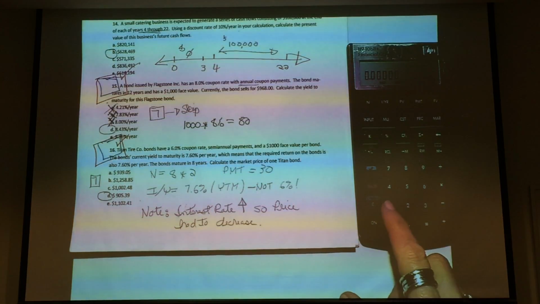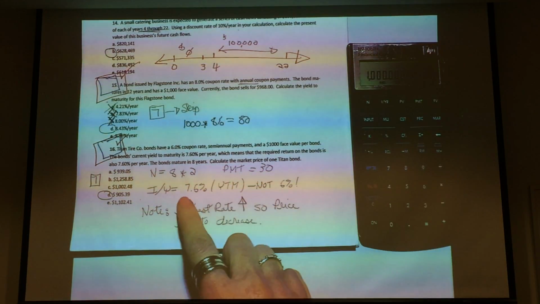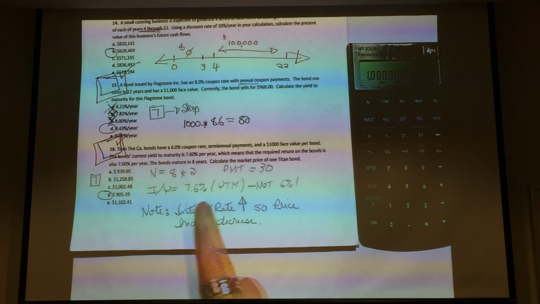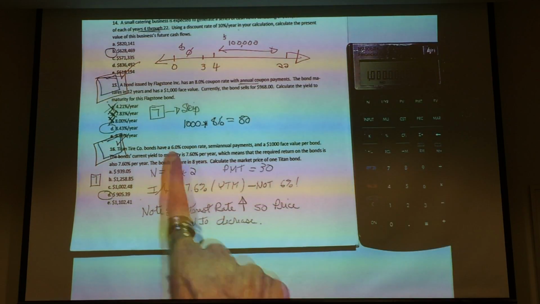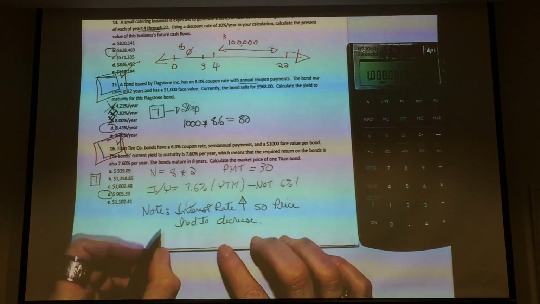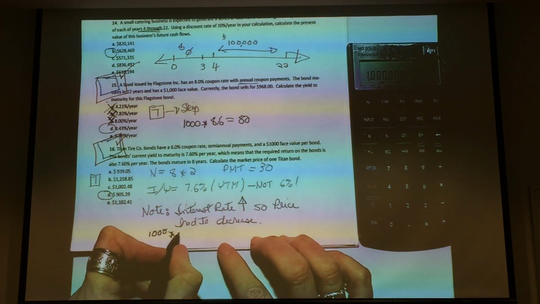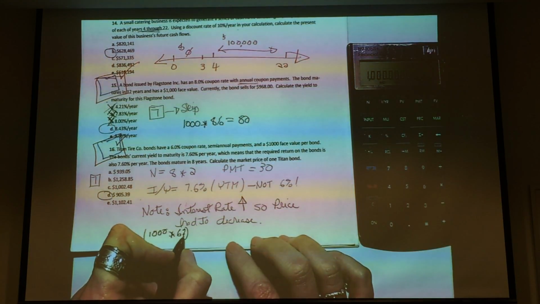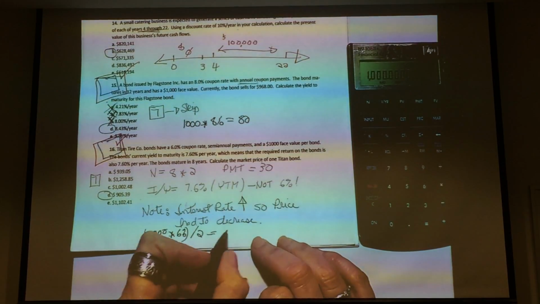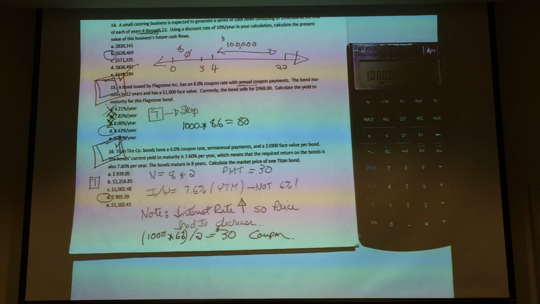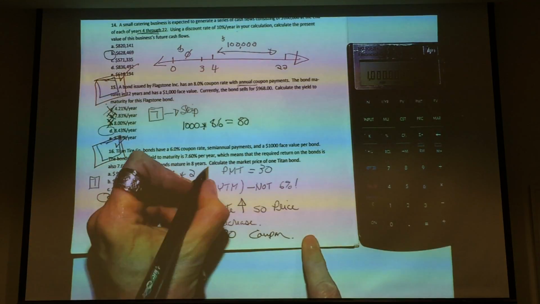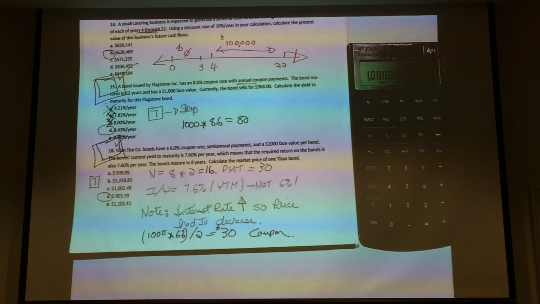Okay, so I'm gonna put in $1,000 is my face value. My coupon is $1,000 times the 6% divided by 2 payments a year. That's $30 is my coupon. It says that I have 8 years to maturity, so that's 8 times 2. That means I have 16 payments. Put all that in the calculator, and you should be able to come up with a price.